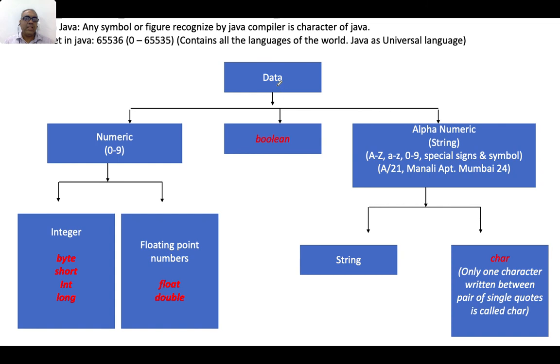Then we have also seen data. There are basically two general types, numeric and alphanumeric. Numeric is pure numbers, for which you have got these keywords. Non-numeric, that is string, alphanumeric, comprises alphabets, digits, special signs and symbols, which is further divided as string as well as character type data. A character is nothing but a symbol or a figure that can be recognized by your Java compiler.